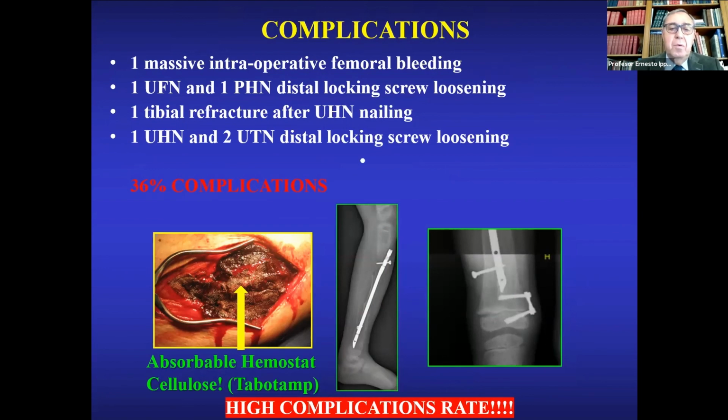We also had one tibial refracture after nailing and three distal locking screw loosening. 7.6% of major and 23% of minor tibial complications. Overall, we had a very high rate of complications.